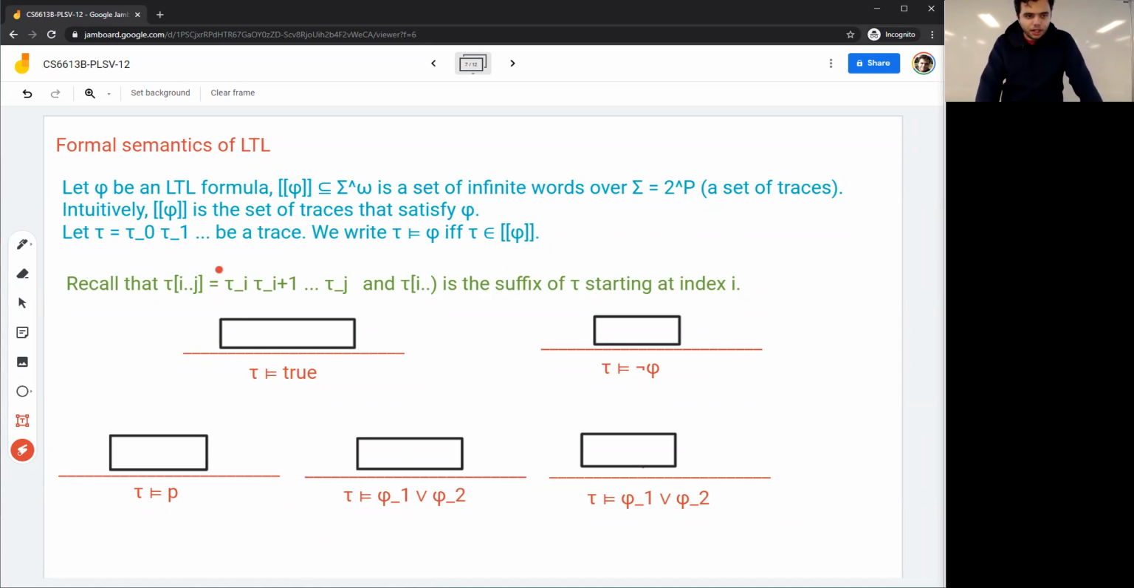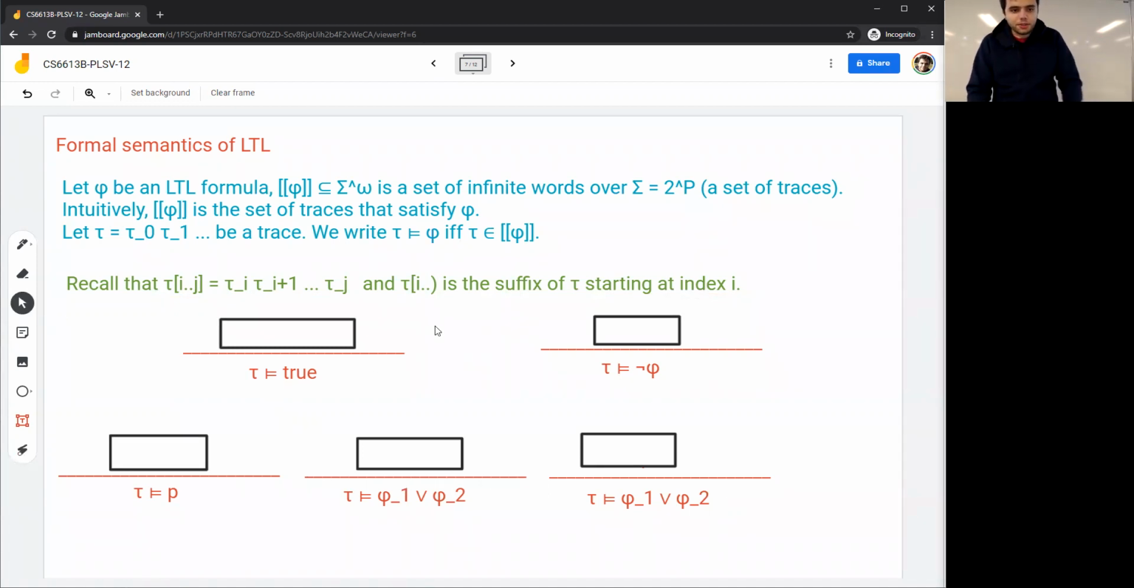To do this, I just need a little bit of notation that we had in the previous sessions as well. I write tau i j to denote the part of tau that starts from index i and goes to index j. And I also use tau i, without anything else, to show the suffix of tau that starts at index i. So I'm ignoring everything until index i minus 1, trashing it, and only looking at index i and everything that comes after that. That's tau i, the suffix of tau starting at index i.